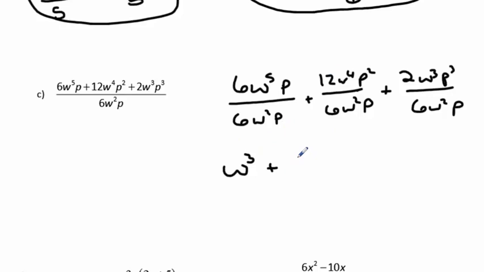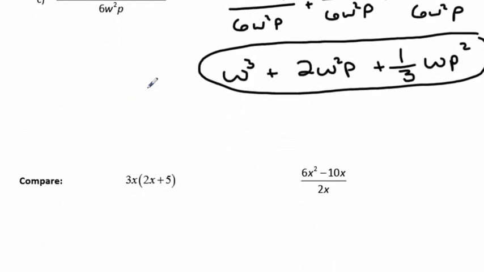Plus 12 divided by 6 is 2. W to the 4th divided by w squared is w squared, 4 minus 2. And p squared divided by p is a single p. Plus 2 over 6 is going to reduce to the fraction 1/3. W to the 3rd over w squared is w, and p to the 3rd over p is p squared.